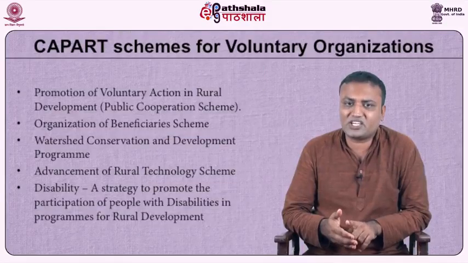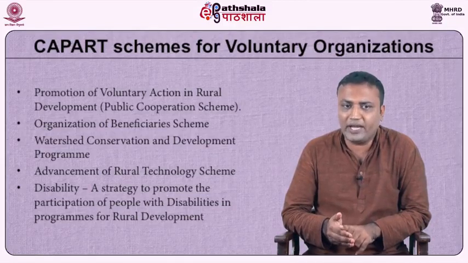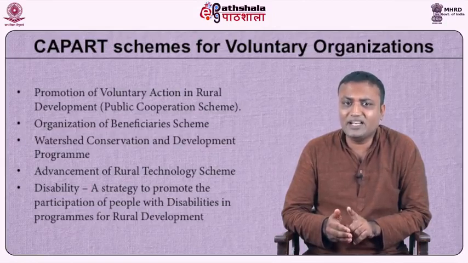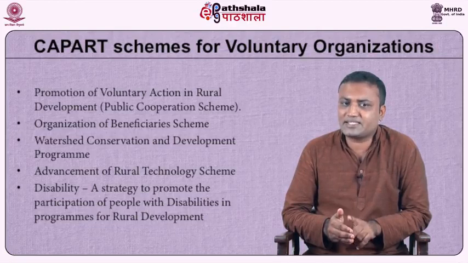Now, we will be discussing the schemes of CAPART. The first scheme of CAPART is promotion of voluntary action in rural development. The second scheme is organization of beneficiaries scheme. The third scheme is watershed conservation and development program. The fourth scheme is advancement of rural technologies scheme and the last scheme is disability scheme.